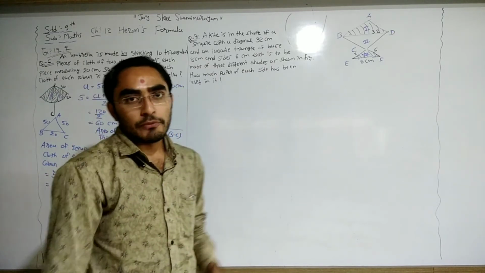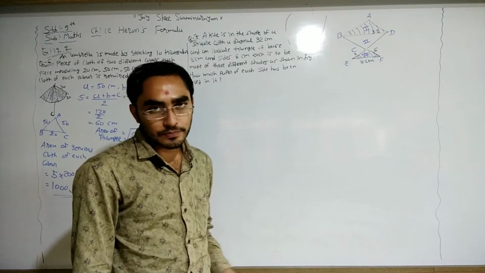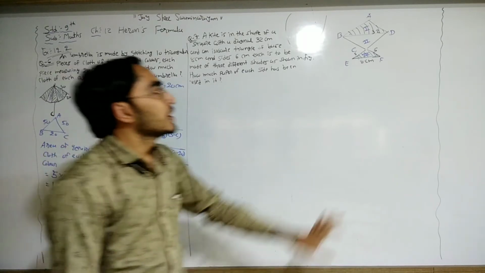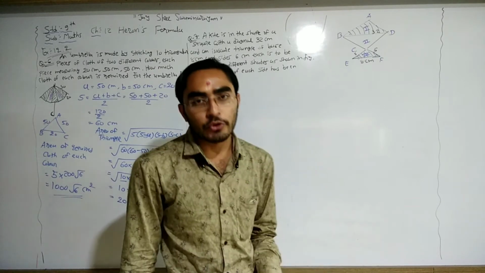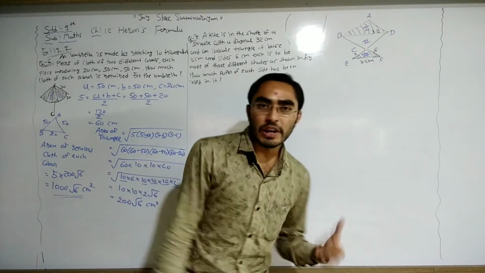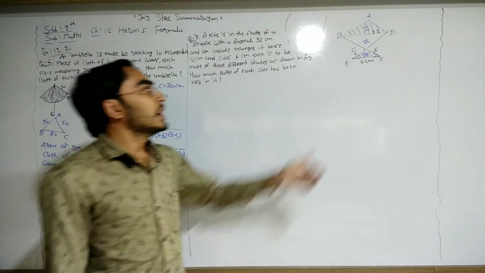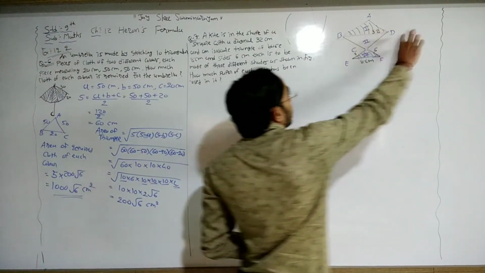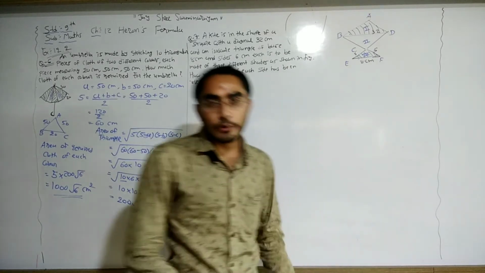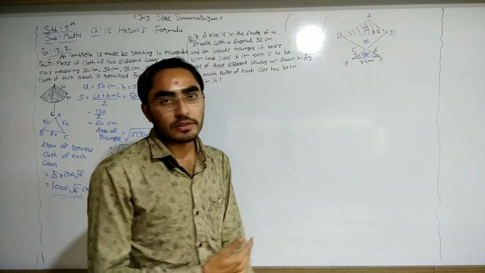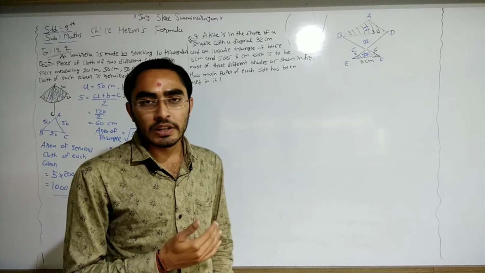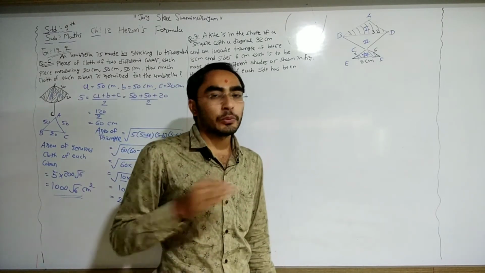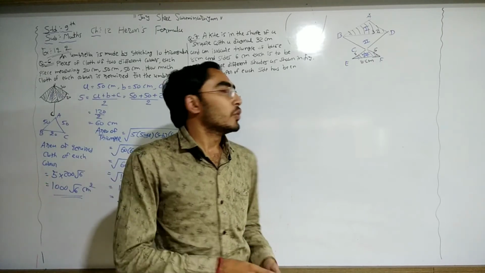Now first of all, for finding the area of the square, we just want the side of the square. Here the sides of the square are not given. Only one diagonal is given to us. So first of all, we need to find the side of the square. After finding the side of the square, we can find the area of the square. Because what is the formula of the area of a square? It is side square.